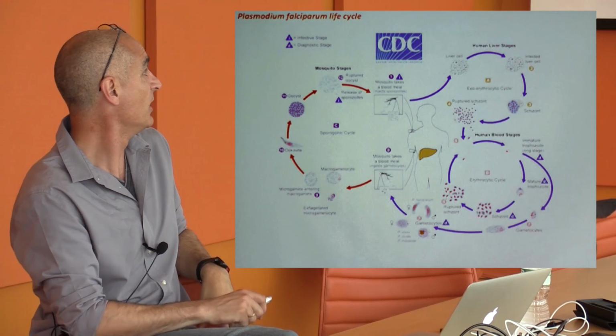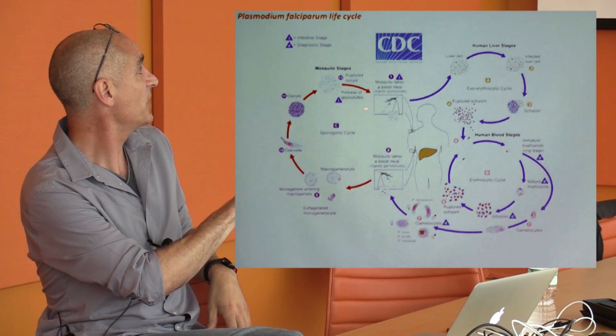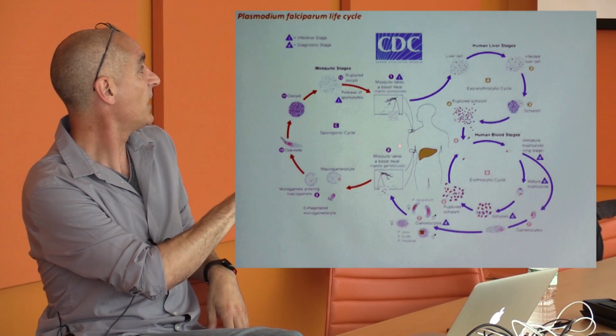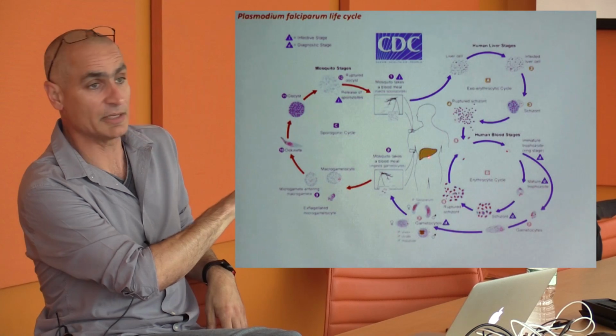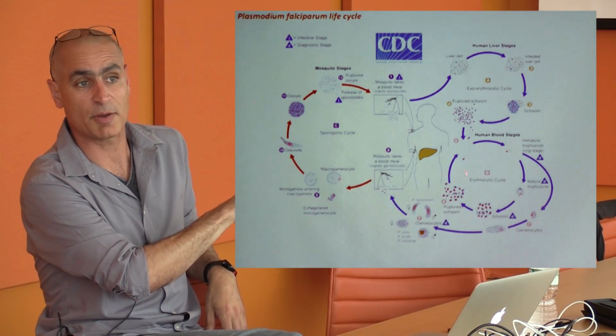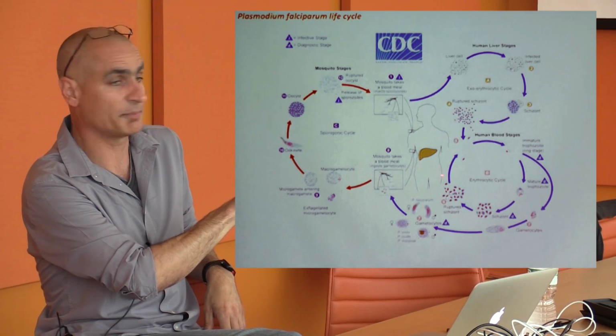locations where they exist. The mosquito ultimately will bite a human and inject these sporozoites into the human. The sporozoites will rapidly go to the liver. That's the first place they go. In the liver, they differentiate and replicate for a couple of weeks, and then they break out and infect red blood cells.